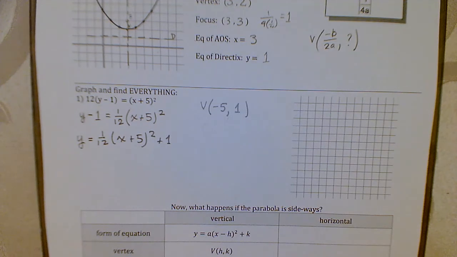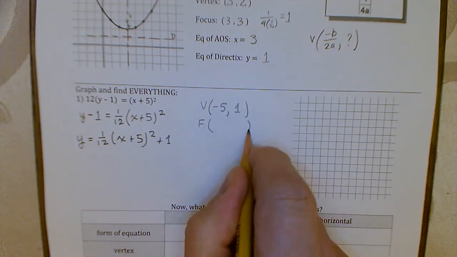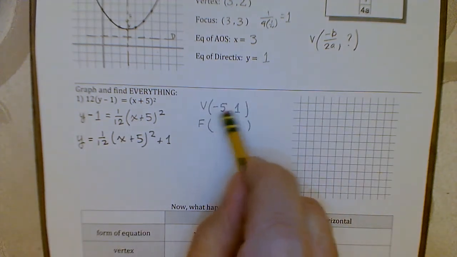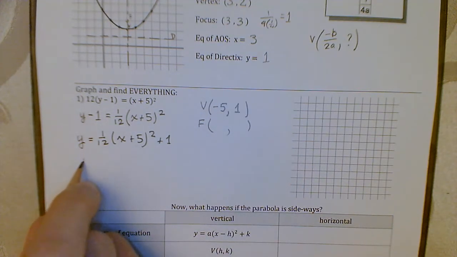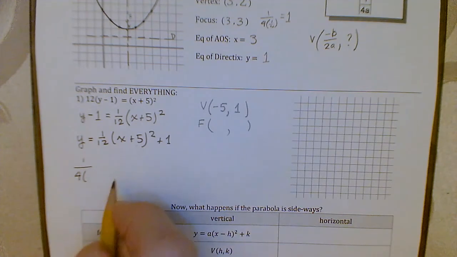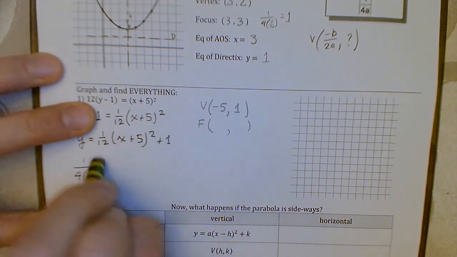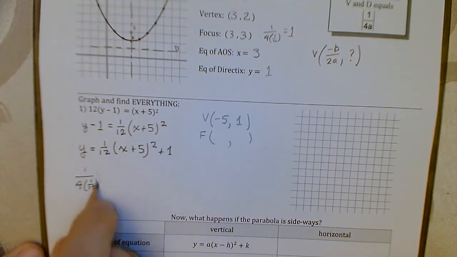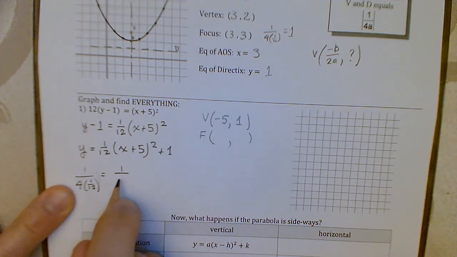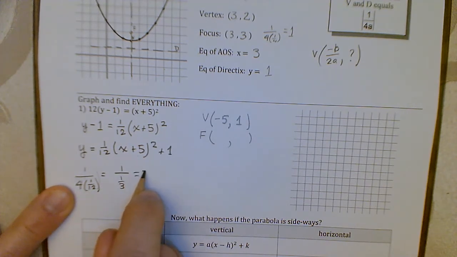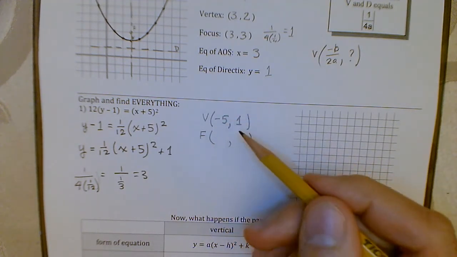Now we need to figure out how far away the focus is. So the location of the focus, but in order to find that, we first have to figure out how far away the vertex and the focus are. So we do 1 over 4 times a, and our a is 1/12. And so we simplify that a little bit, and so that's 1 over, and when we simplify this, we get 1/3, or 3. Okay, so they're 3 away.